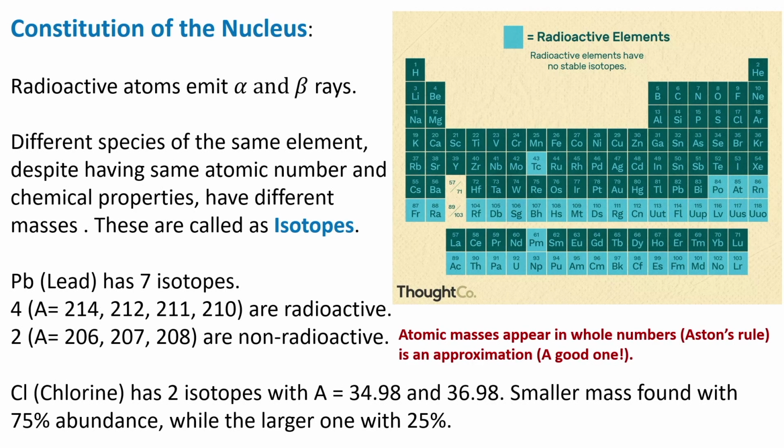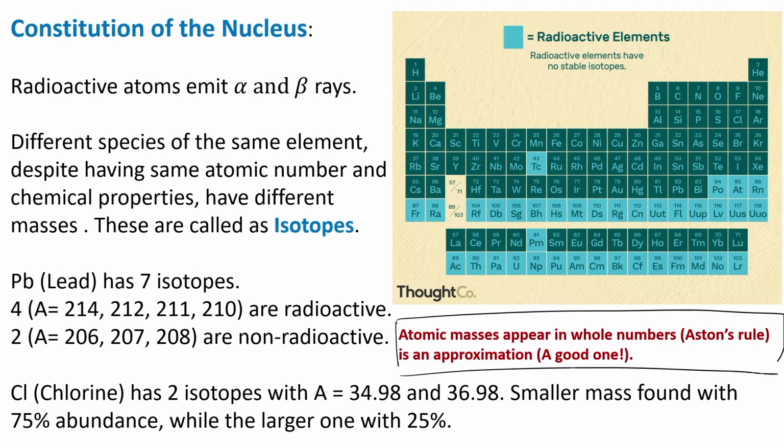Something that is written here in red is that these atomic masses actually appear as whole numbers, and this is called Aston's rule. It is really an approximation, but a very good approximation. They are really very close to whole numbers. As you see, 34.98 can be interpreted as 35, and 36.98 certainly can be interpreted as 37, and that is how they are quoted actually. So, to be very precise, we have written these numbers with decimals for the mass number of chlorine, but they are usually quoted as 35 and 37.